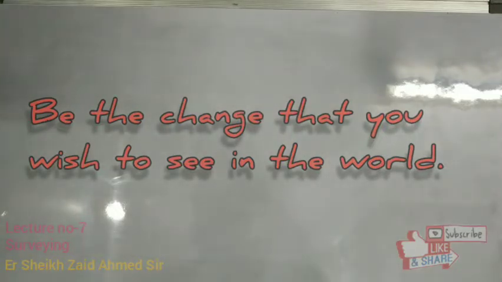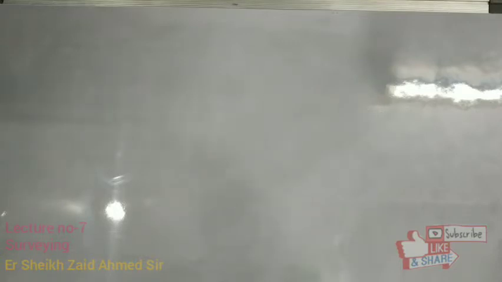Today is the seventh lecture of surveying, and the topic that we were studying is linear measurements. In the last lecture we studied about chains, various types of chains, and various corrections in chains: correction due to standardization as well as correction due to slope. We also did some numericals based on correction of standardization. So today we will start with the numericals on correction due to slope.